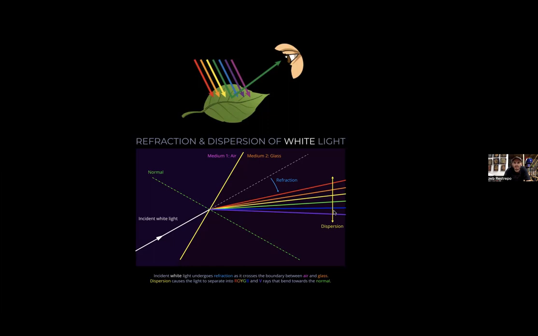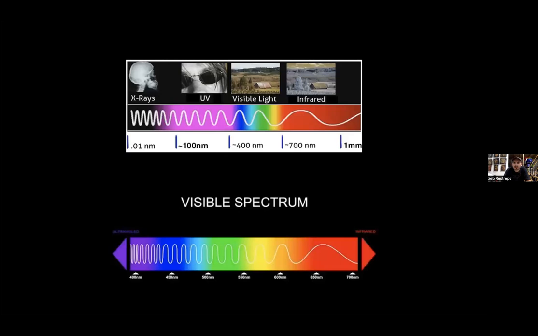Great. So this is the visible spectrum here. I mentioned before, with shorter wavelengths you see violet, indigo, and with longer wavelengths we see red, orange, etc. Okay. And then here above, we see the visible light, which is basically underneath the visible spectrum.